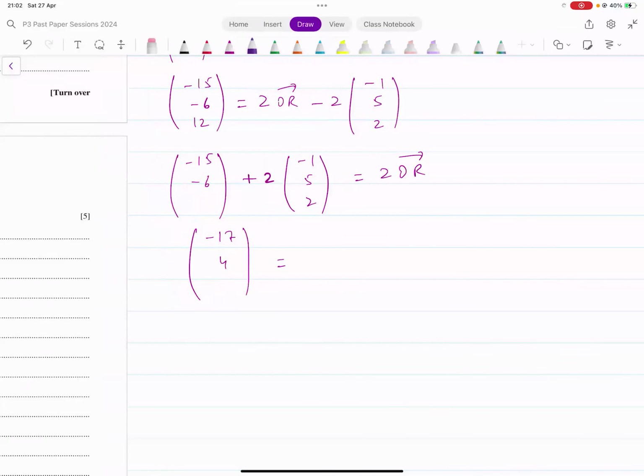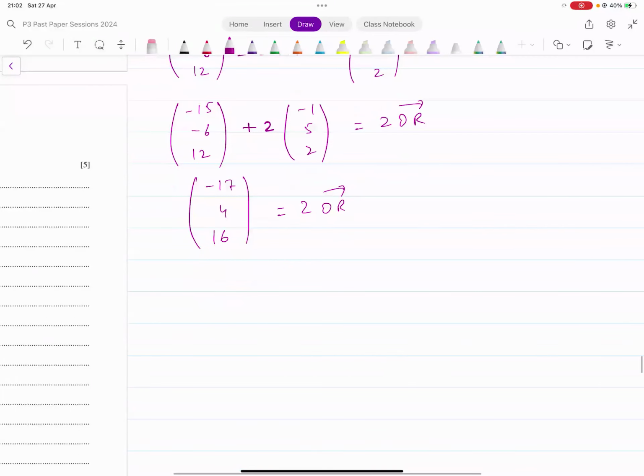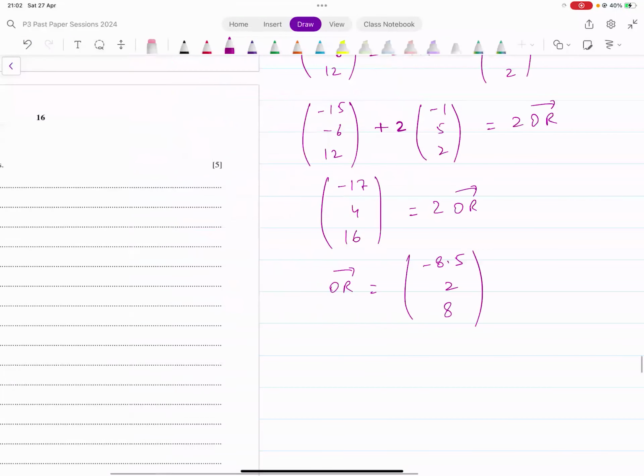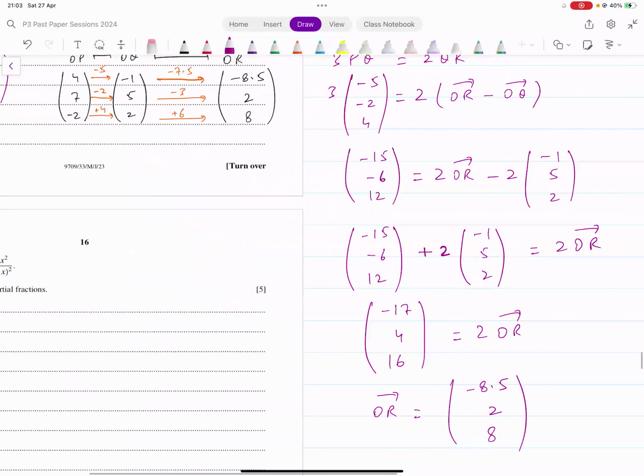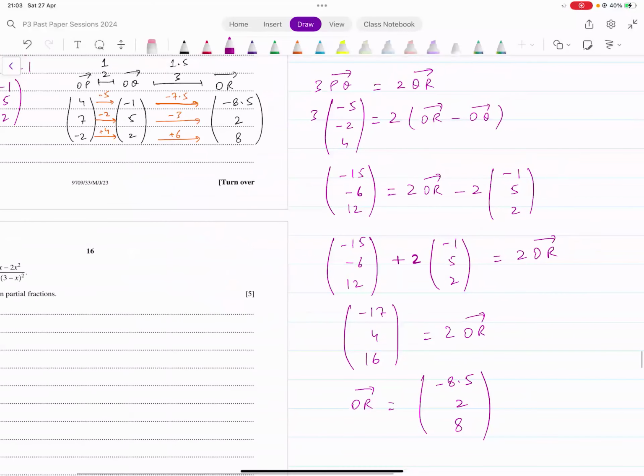You can write this clearly. 12 plus 2 into 2, that will be 16. Yeah, that's also correct. On the right side, we've got 2 into OR vector. Now divide the other side by 2. So we have 1 over 2 times this now. And that will give us the vector OR, which turns out to be minus 8.5, 2, and 8. And that's the same thing that we got there as well. That's the vector OR. That's another way to think about this.